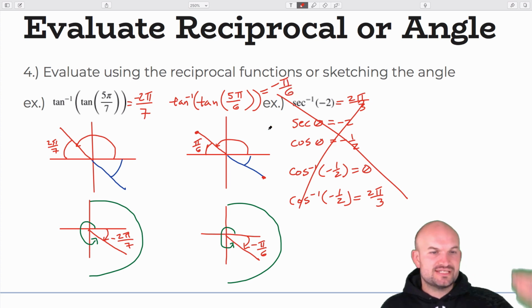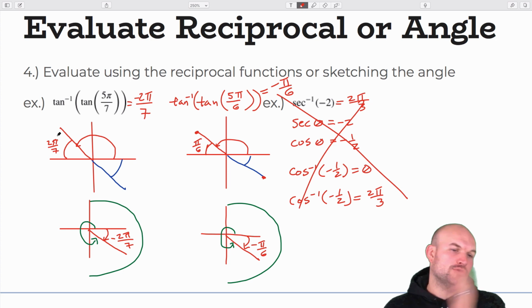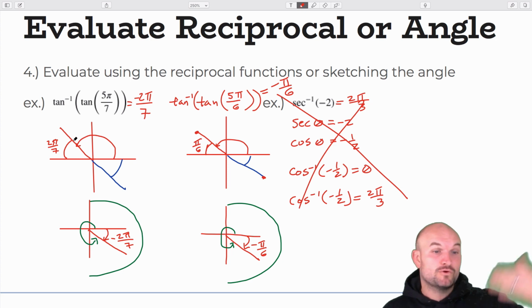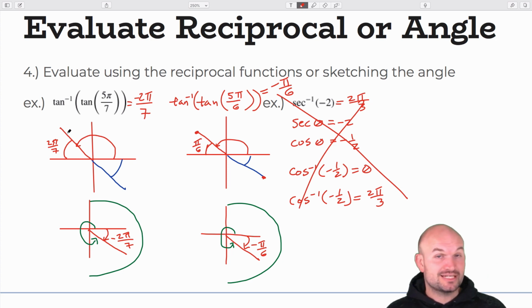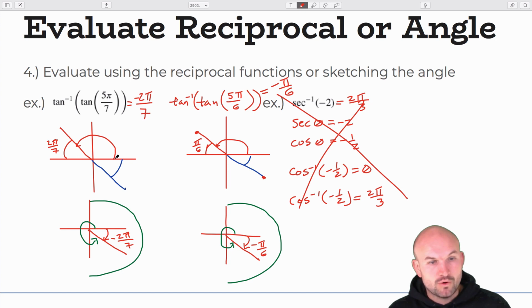So I use that understanding to explain this one. If I have 5 pi over 7, that's again going to be in the second quadrant, right? Because all the way halfway around is 7 pi over 7, halfway around would be 3.5 pi over 7. So it's going to be in the second quadrant, and therefore tangent's negative. The only other angle that's going to give me a negative tangent is an angle in the fourth quadrant. But remember, I still have to remain between negative pi halves and pi halves, so I can't go past pi halves.